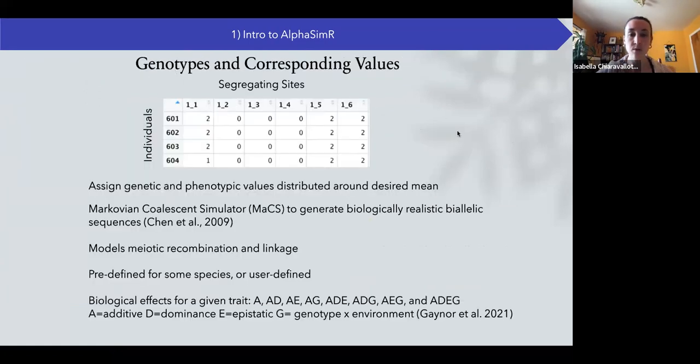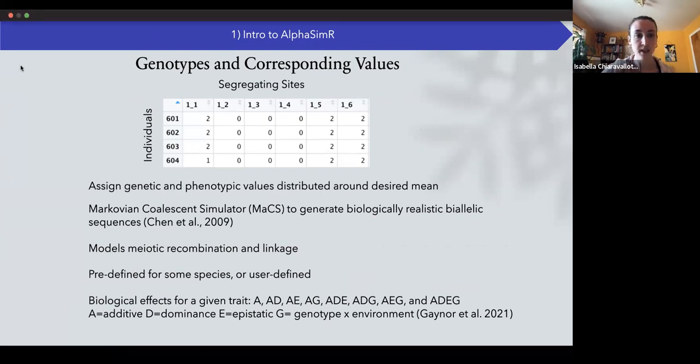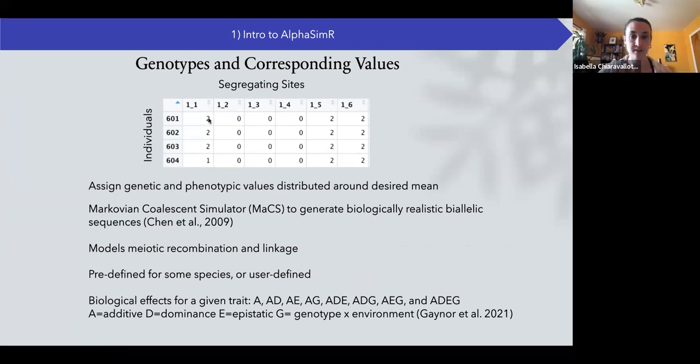Okay, so how does AlphaSimR simulate a breeding population? When we create a population, there will be an object in R that contains all of your individuals and all of your genotypes, as you can see here in this data frame. So we have a row for every individual and the genotype at every locus that we define.